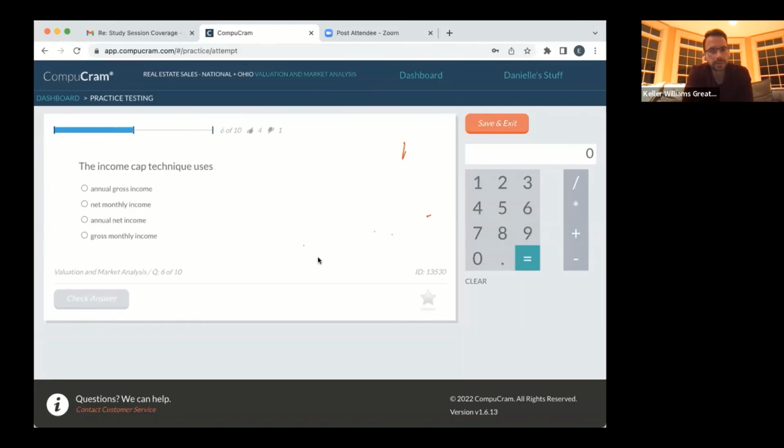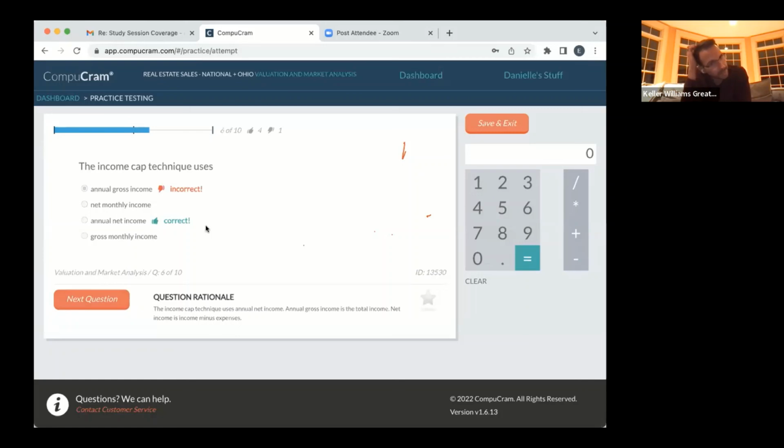Next one, income cap. The income cap technique uses annual gross income, net monthly income, annual net income, or gross monthly income. The income cap technique uses annual gross income, net monthly income, annual net income, or gross monthly income. So Trina took a stab at it. There we go. Here they all come in.